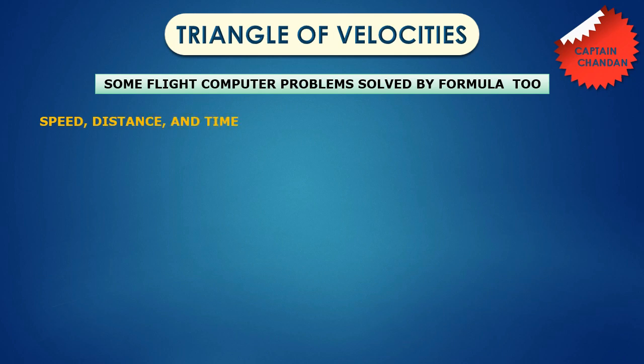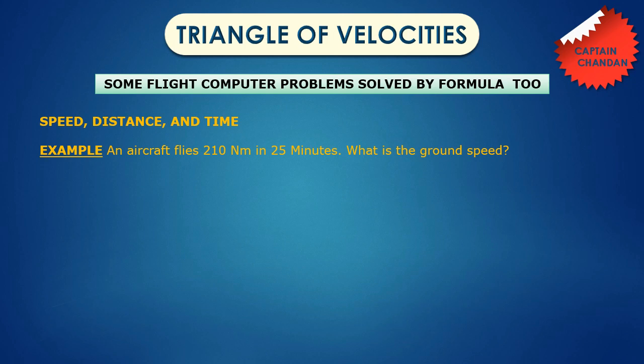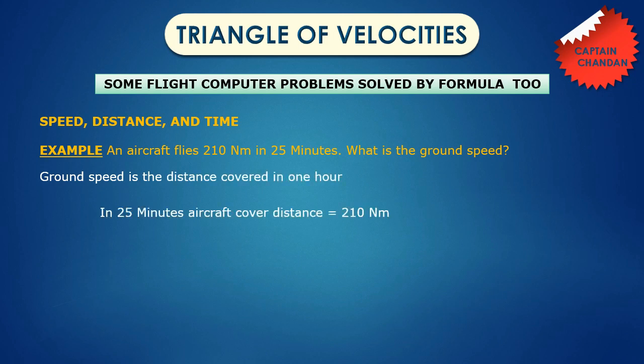First we'll talk about speed, distance and time. For example, an aircraft flies 210 nautical miles in just 25 minutes. What is the ground speed? As we know, ground speed is the distance covered in 1 hour. So in 25 minutes, the aircraft covers a distance equal to 210 nautical miles.